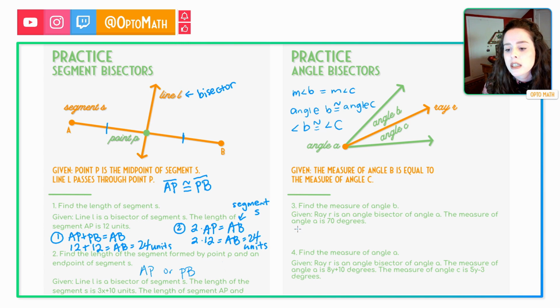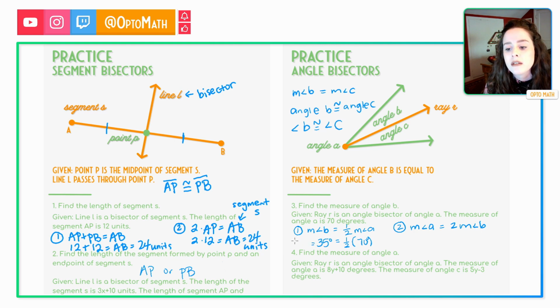There's two different ways to look at this. One, the measure of angle B is half the measure of angle A. We can also say this. The measure of angle A is 2 times the measure of angle B. Two different ways of representing it, but they mean the same thing. So let's substitute into both. The measure of angle B is what we want to find. So we're going to take half the measure of angle A, which is 70 degrees. So that's going to be 35 degrees.